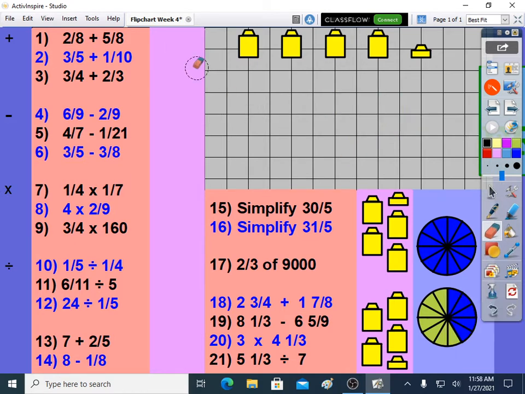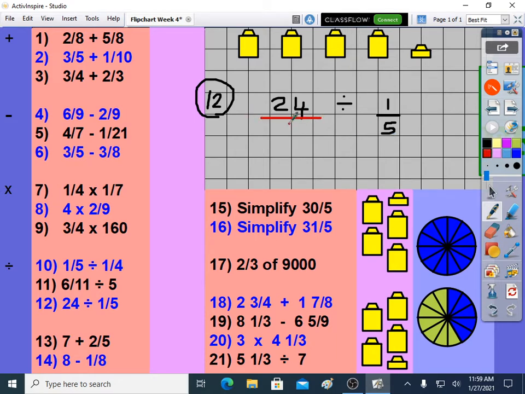Let's clear that. Question 12. What have we got here? 24 whole ones divided by 1/5. Now I have no idea what this is. Do I? I wonder if I could guess. Is it 120? I don't know. I don't actually know. We'll see.